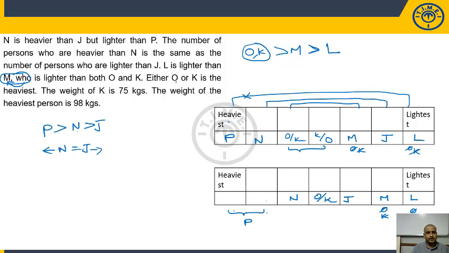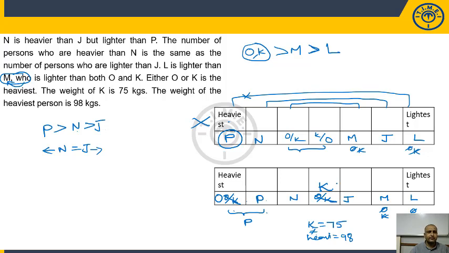What is given next? Either O or K is the heaviest, but here we got the heaviest as P. So this projection is ruled out. Now here it should be O or K, and the remaining is P. Now the last clue. The weight of K is 75 kgs and the weight of the heaviest person is 98. When the heaviest is 98, K cannot be the heaviest. So who is the heaviest? O is the heaviest, and here K will come. So this is the final arrangement: O, P, N, K, J, M, L.